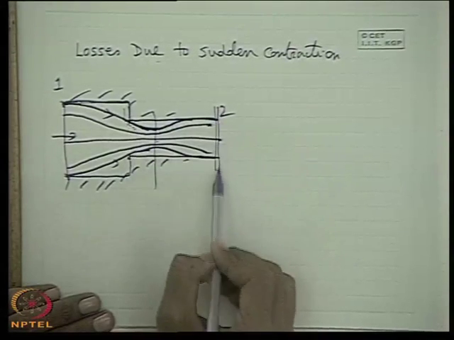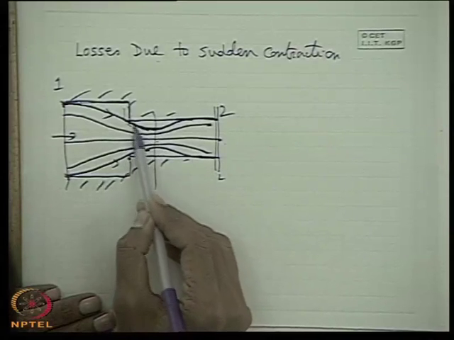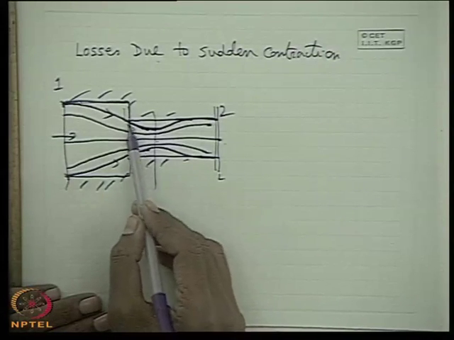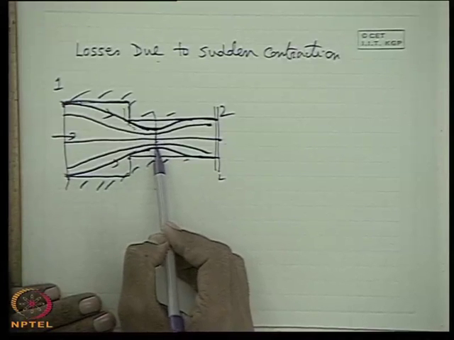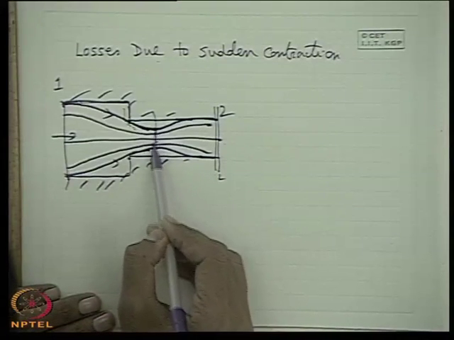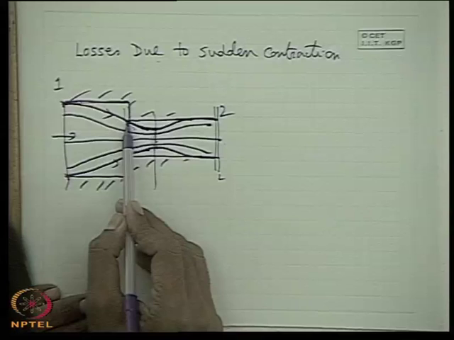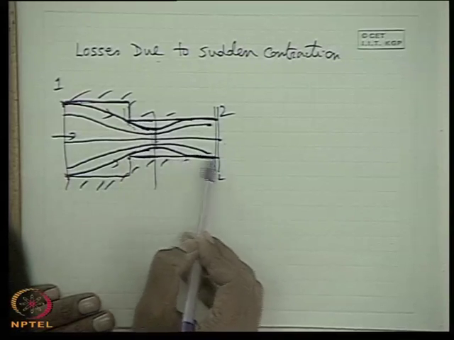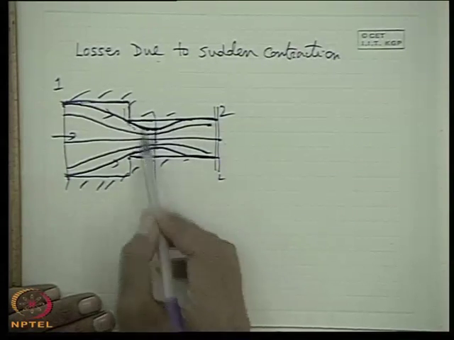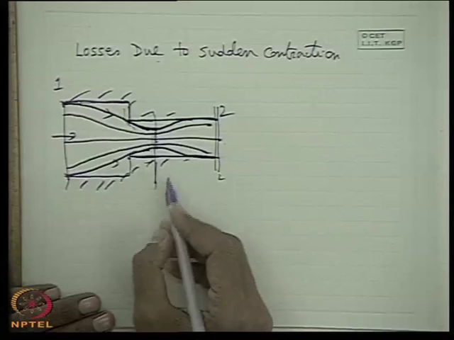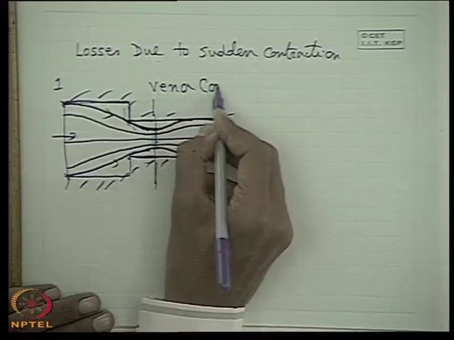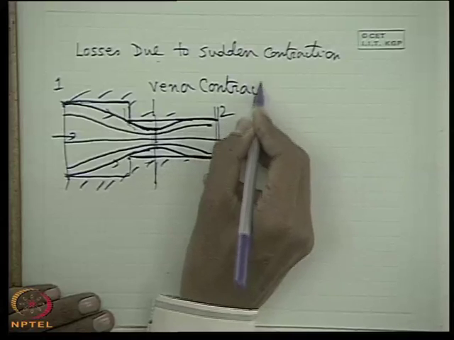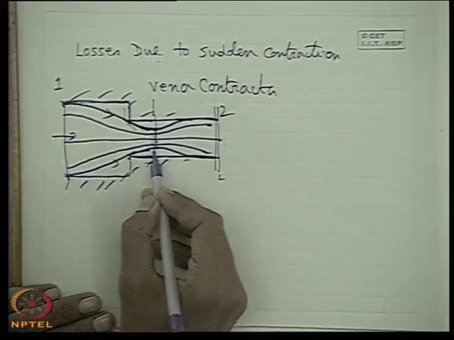That means if this is section 2, that means this is pipe 2, with cross sectional area A2. So the stream tube narrows down to a minimum cross sectional area, which is lower than the cross sectional area of this reduced area duct. This area is known as vena contracta. This is a Latin name, vena contracta. That means this is the minimum area where it contracts.